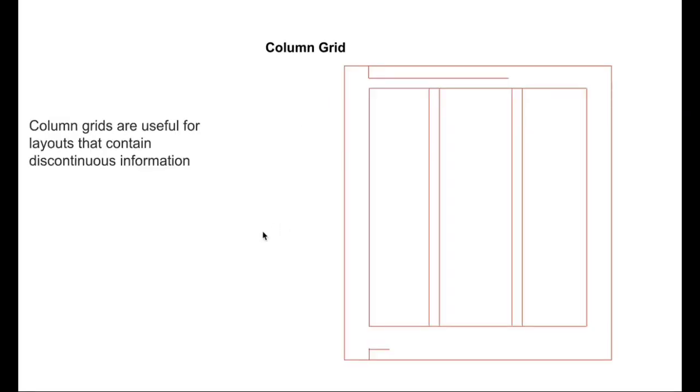Now we have column grid or multi-column grid. These are great for layouts that contain discontinuous information. You can fill these in with text, images, or you could do an image with the text description down below.